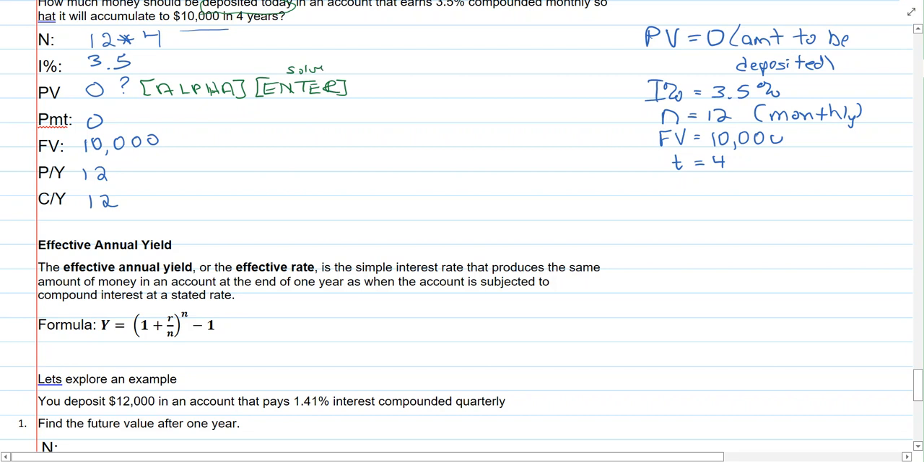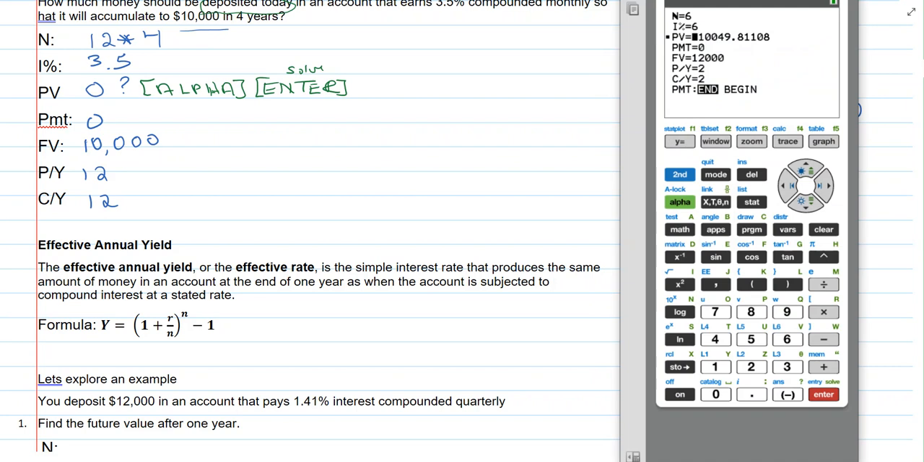All right. The alpha solve will give us that value. Now we're going to get our calculator. We're going to arrow up and type over, because I like to type over. 12 times 4, 3.5, 0 is what we're looking for, 0. And this one is 10,000. Make sure I put 10,000. Yep. And our N is 12.